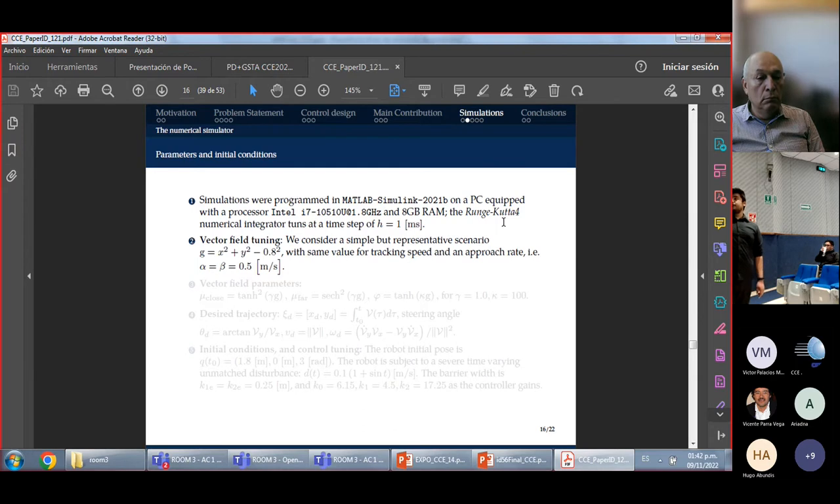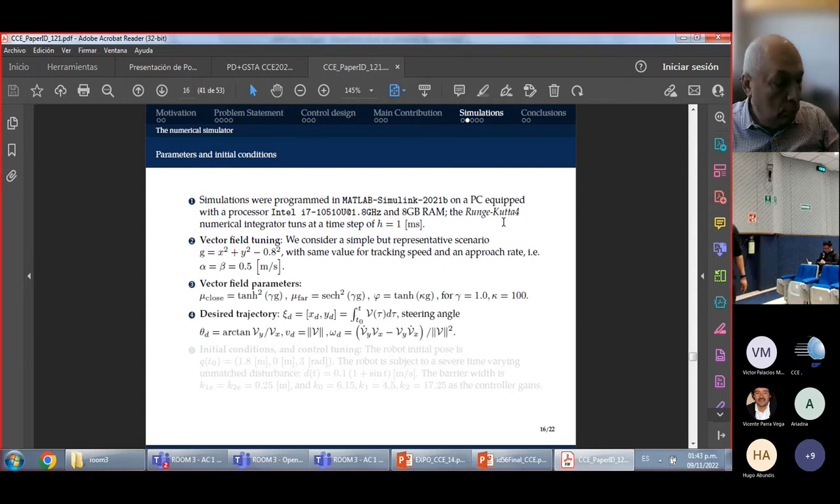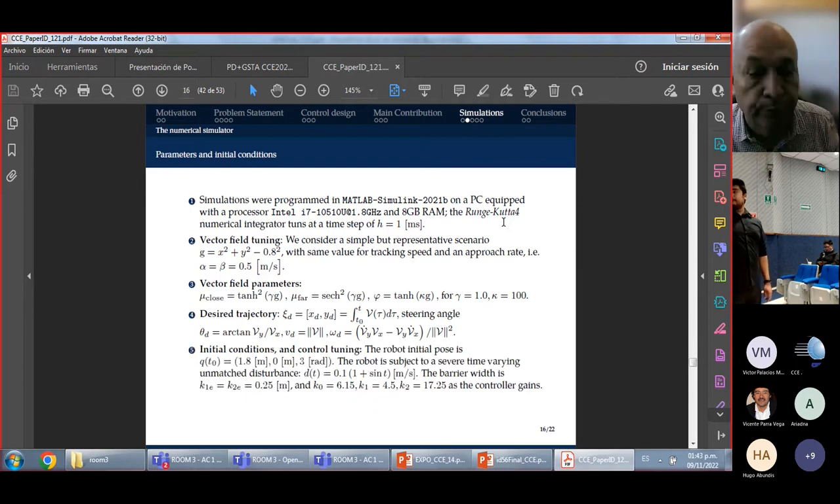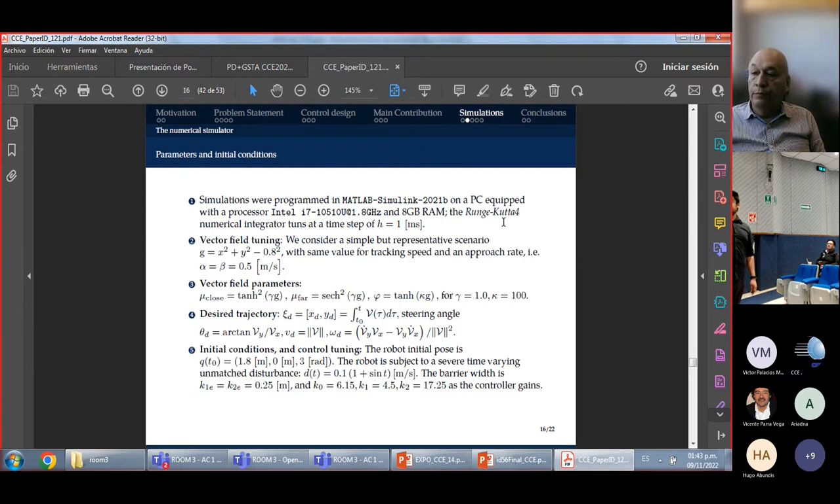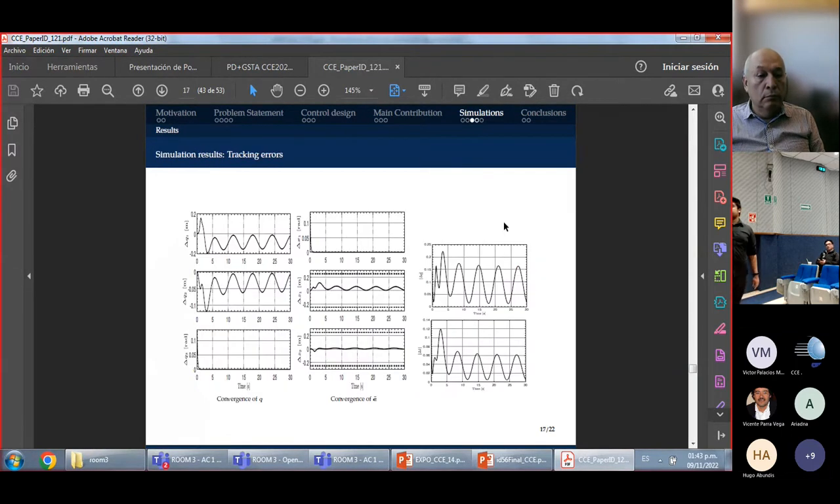Finally, this is the scenario. We propose tracking a circle, and the robot will move at 2.5 meters per second. To illustrate the effectiveness of the proposal, we propose an initial position outside of the circle and a severe persistent disturbance. I want to clarify that it is merely a simulation; in practice, that kind of disturbance would not occur. And for the barrier variables, this arbitrary set and the control gains were chosen so that the robot remains within the barrier function.